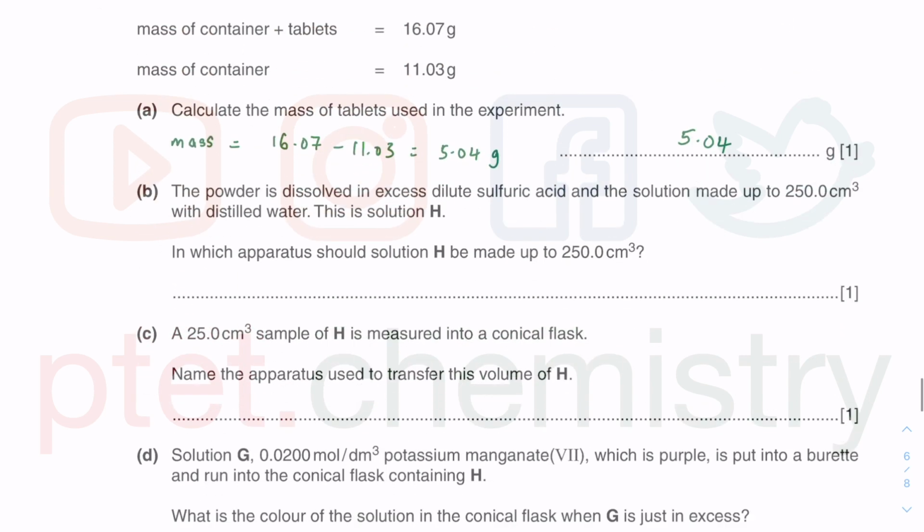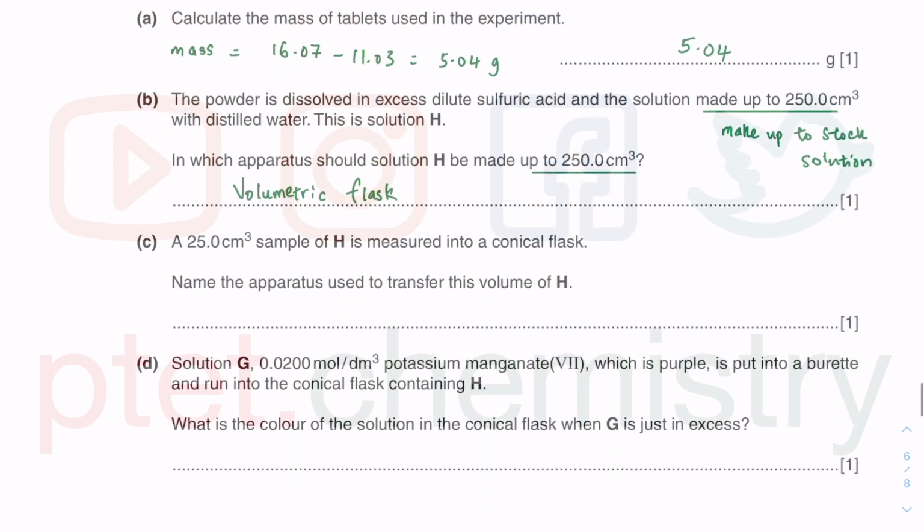So you dissolve that powder containing the iron 2+ in excess dilute sulfuric acid, and then you make it up to 250.0 cm³. You make up a stock solution. This is something I've talked about earlier, and you can find it in my experimental tutorial video series. To make it up to 250 cm³, we use a volumetric flask. For this particular purpose, the size you should be using is a 250.0 cm³ volumetric flask.